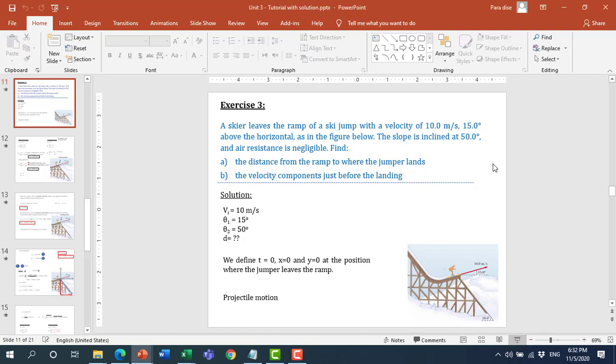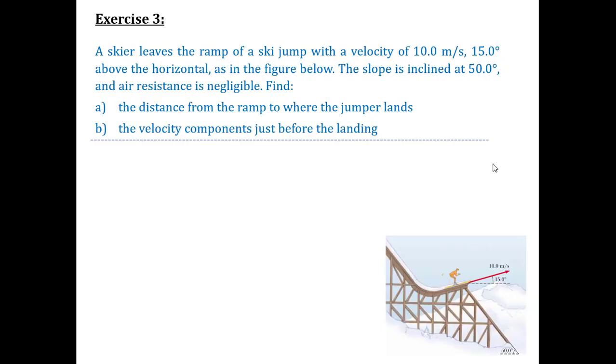Hello, we will now solve exercise 3 in unit 3, motion in 2 dimensions. In exercise 3, a skier leaves the ramp of a ski jump with a velocity of 10 meters per second, 15 degrees above the horizontal as in the figure below. The slope is inclined at 50 degrees and air resistance is negligible.